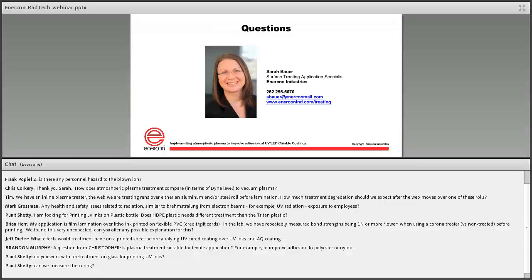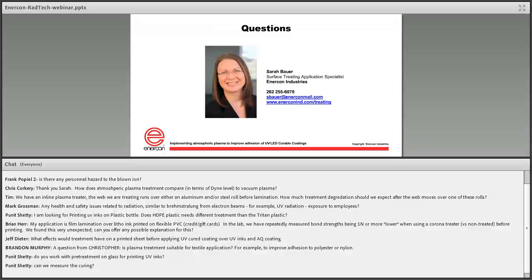We got another film lamination question. Film lamination over a litho ink printed on a flexible PVC. I'm guessing this is an unconverted gift card material. It says the bond strength is lower when using a corona treater versus non-treated before printing. We found this very unexpected, and can you offer any possible explanation?